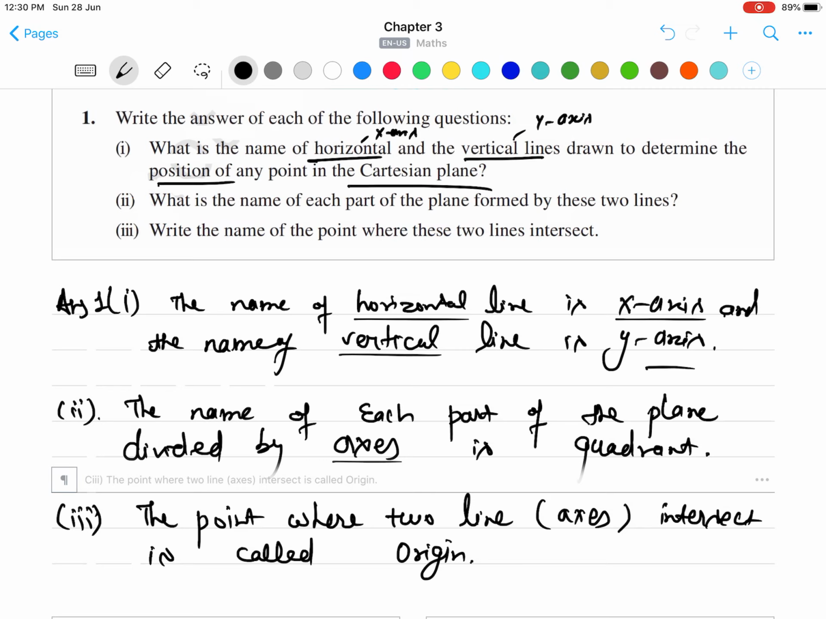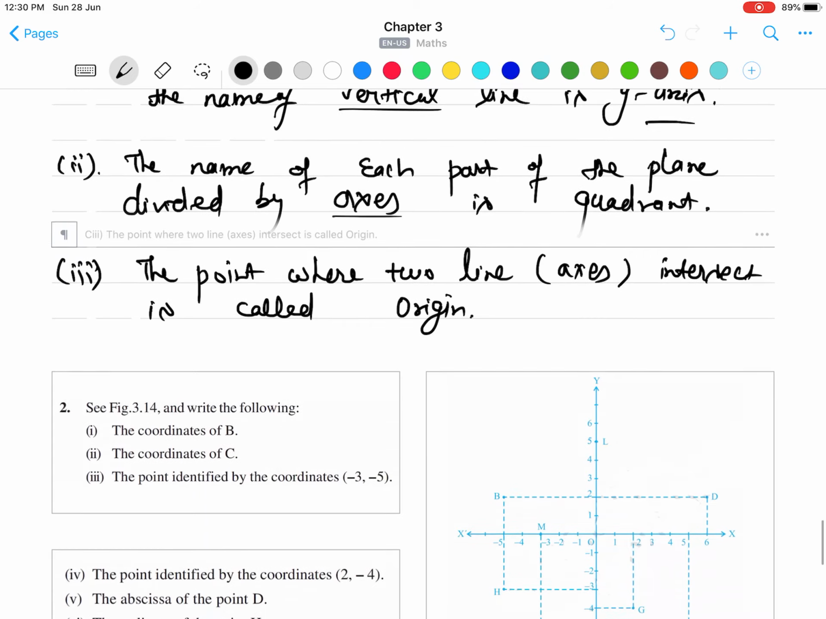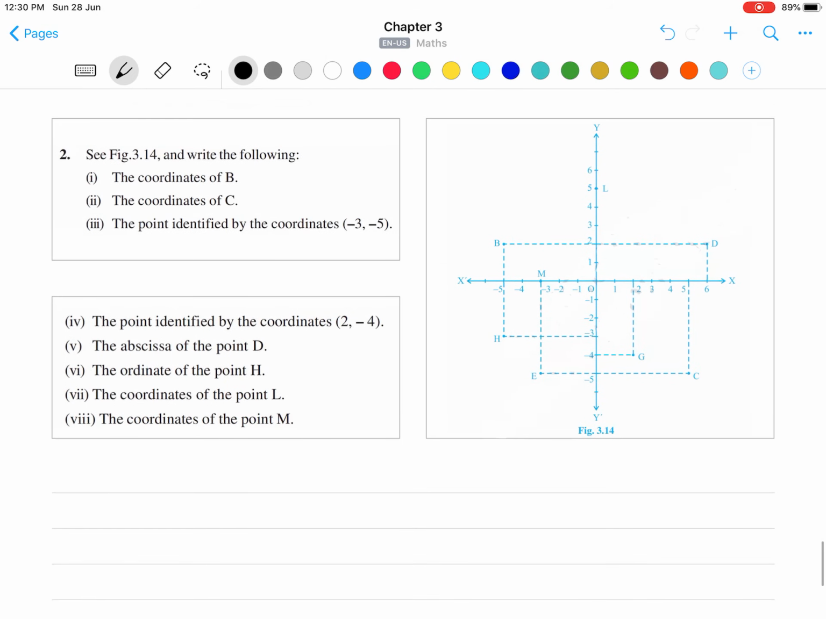Each part which is formed by the two axes is called the quadrant. And the third one is: name the point where the two lines intersect. That point is called the origin. Okay, now coming to the next and the last question of this exercise.